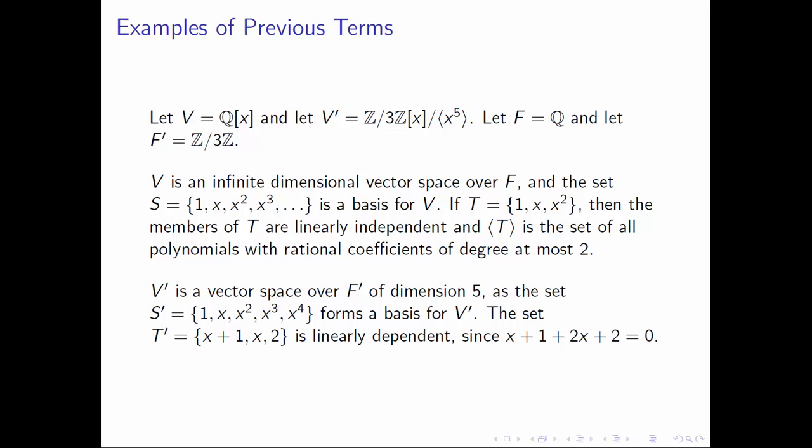That's pretty easy. But just for a change of pace, let's take a look at the set T primed, which would be x plus 1, x, and the element 2. So 3 different members of V primed, and this happens to be a linearly dependent set. To show that it's linearly dependent, I need to take these elements and find scalars inside my field, F primed, to multiply them by, so that when I add them together I get 0, and I want at least one of those scalars to not be 0 itself. So here my scalars are 1, 2, and 1. I take 1 times x plus 1, add it to 2 times x, and add it to 2. What I end up with is 3x plus 3, and inside my V primed that happens to be 0.